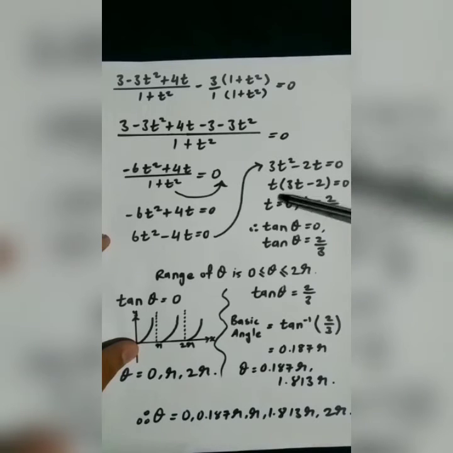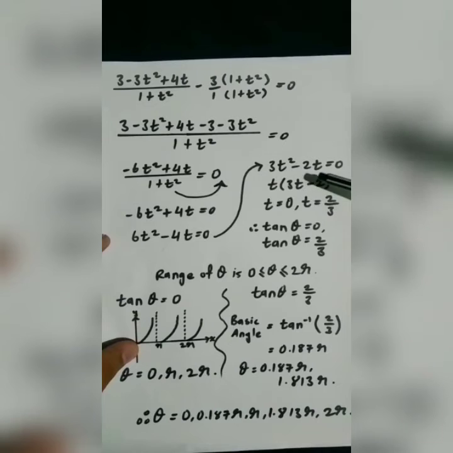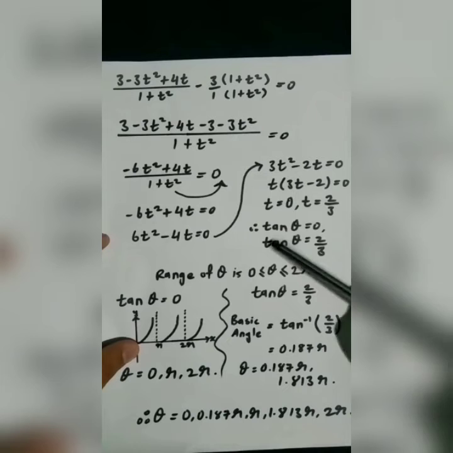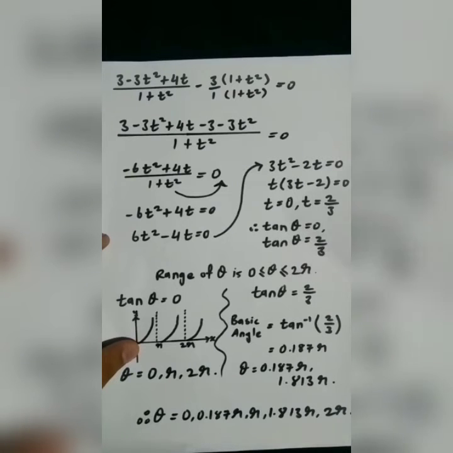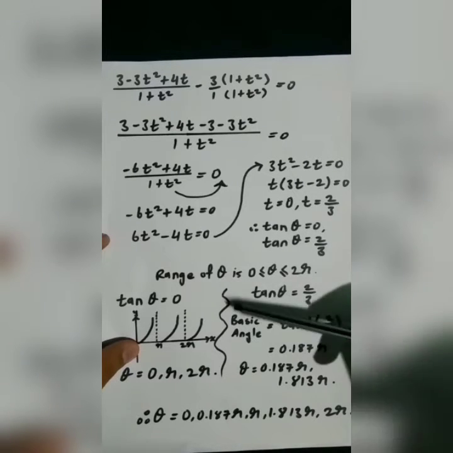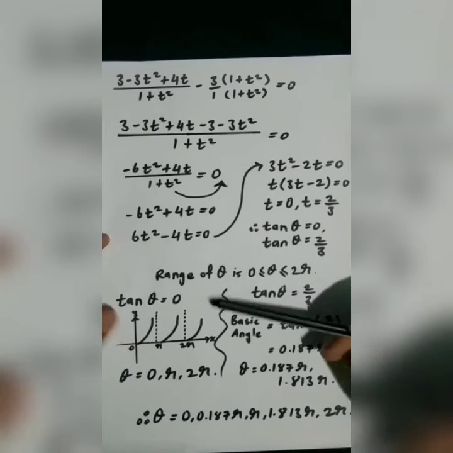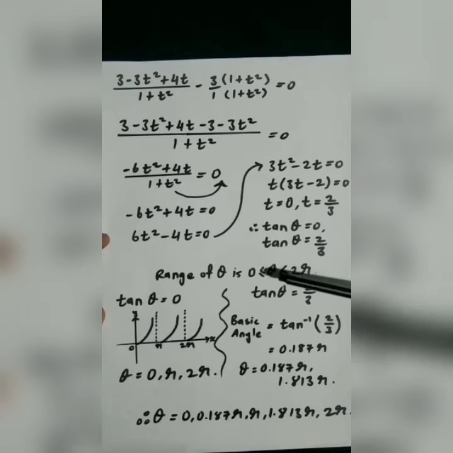After that, we just factorize it by t, and it will be 3 multiplied by 3t minus 2 equals 0. And we will get t equals 0 and t equals 2 over 3. And if we remember, it means tan theta, and tan theta will be 0 and 2 over 3.